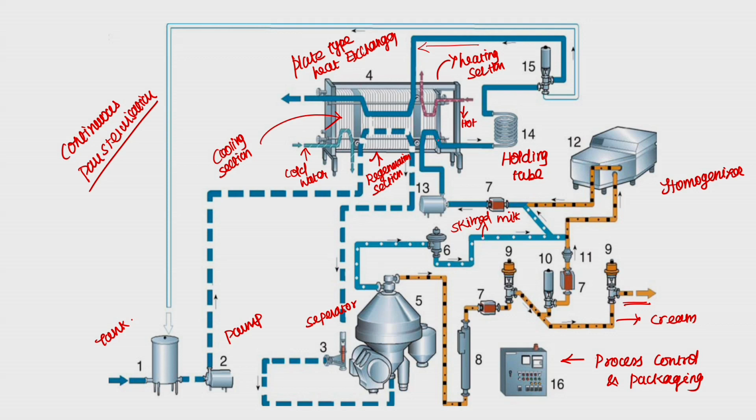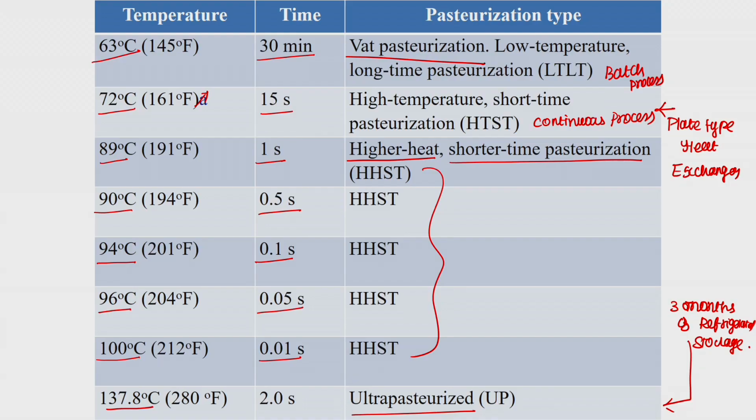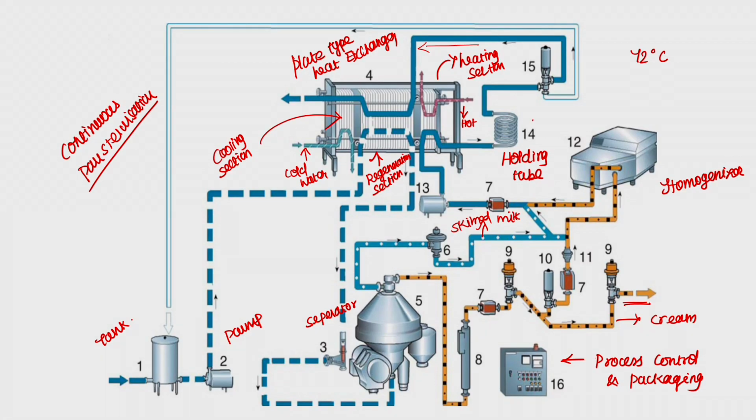For example, we said it is 72 degrees centigrade at 15 seconds. So, in the hold on tube, the milk spends almost 15 seconds, having been heated to 72 degrees centigrade at the heating section of the plate type heat exchanger. Then after that it goes to the FDV, the flow diversion valve.